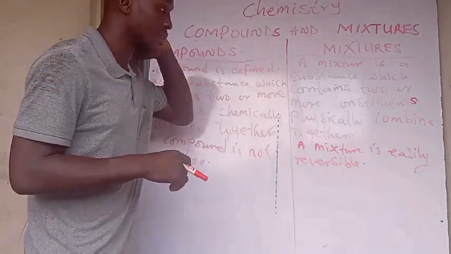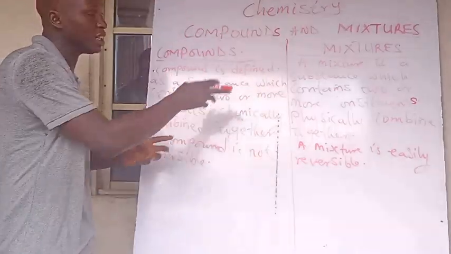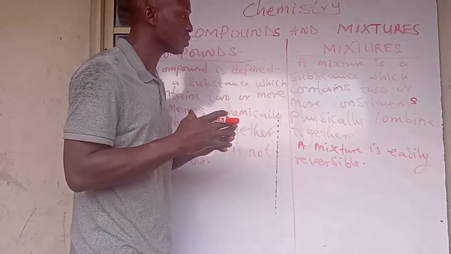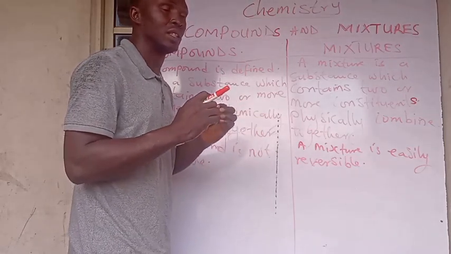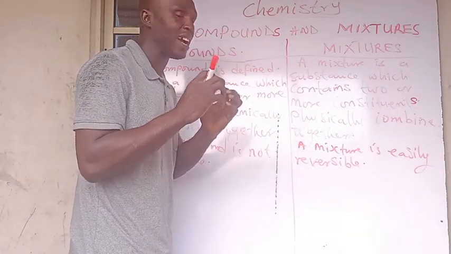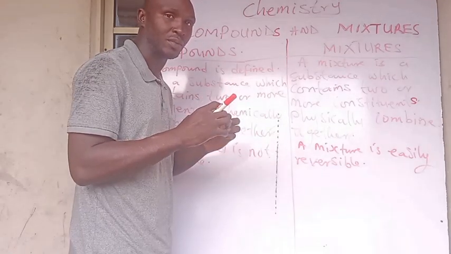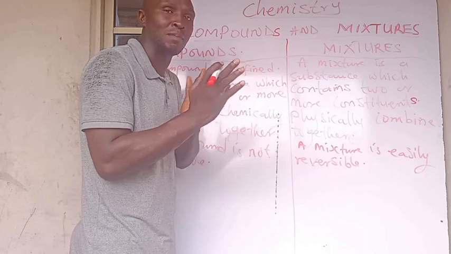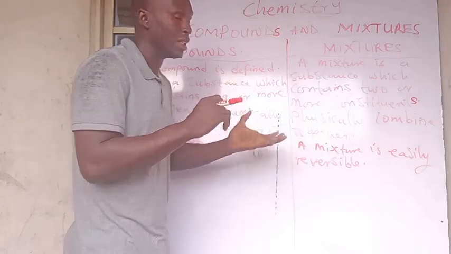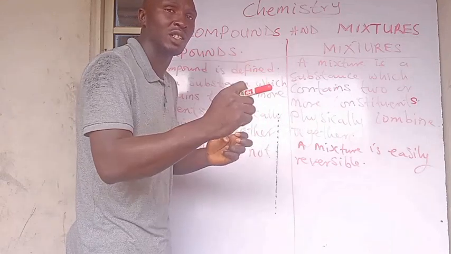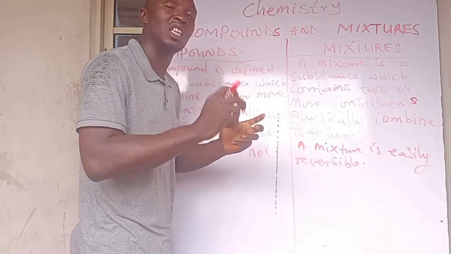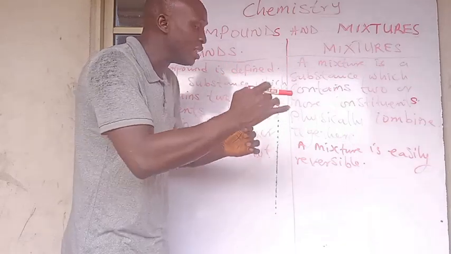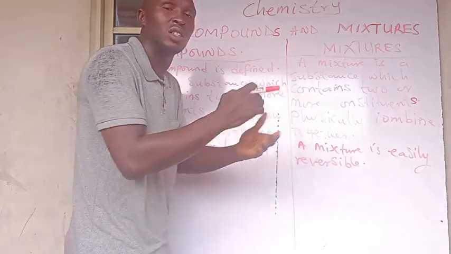Now let me go back to a mixture. I'm just giving you the difference between a compound and a mixture. In a mixture, let me give you an example. When you add a cup of rice and a cup of beans together, what you have is a mixture of rice and beans. That is to say, you can easily separate the rice from the mixture of rice and beans, or you can easily separate the beans from that mixture. So that is to say, the reaction is physical and is easily reversed.